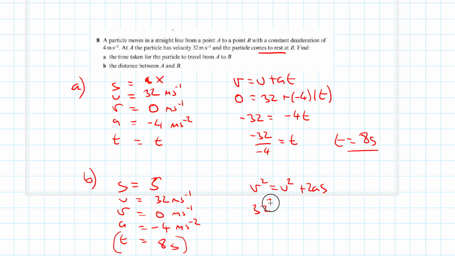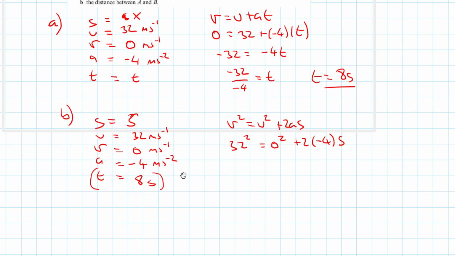So this is going to be 32 squared is equal to 0 squared plus 2 times minus 4s. And then from here we're going to solve. So 32 squared is 1024 is equal to 0 minus 8s. I am sorry, we need to redo this question. Sorry, so again, it helps if I read the question.